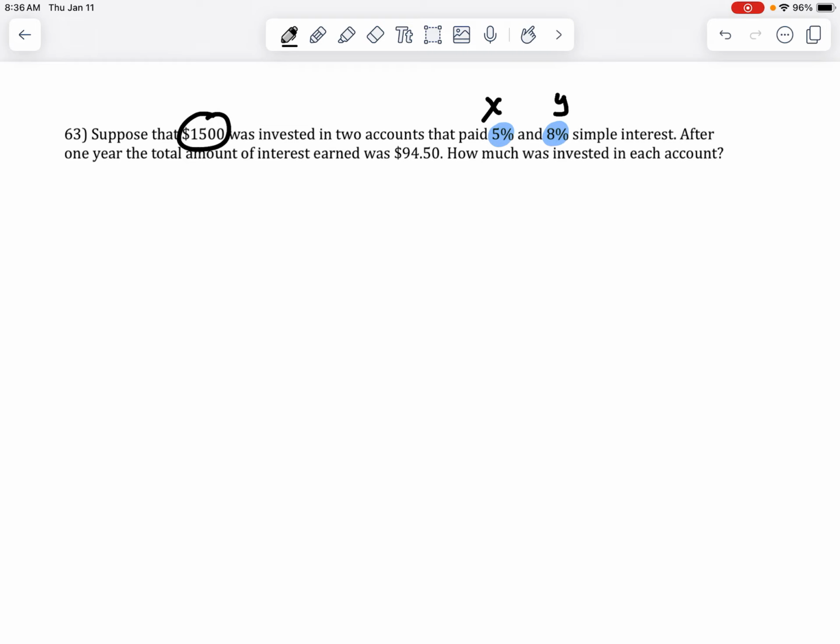Now, in total, before getting any interest, there's $1,500. So one equation is just going to be that when you add those two amounts together before getting any interest, that's $1,500. All right, since there's two variables, we need two equations. And that's where this 9450 comes in.